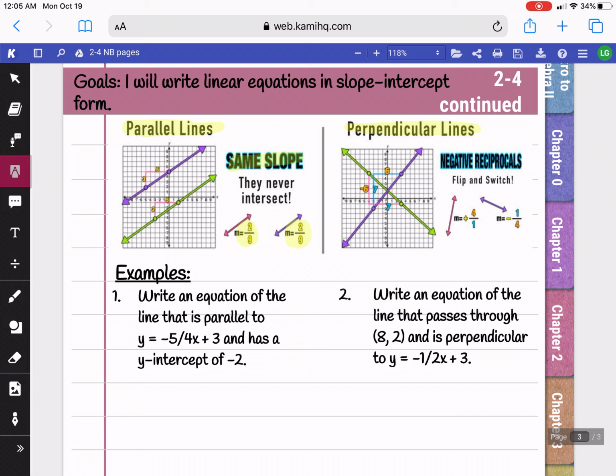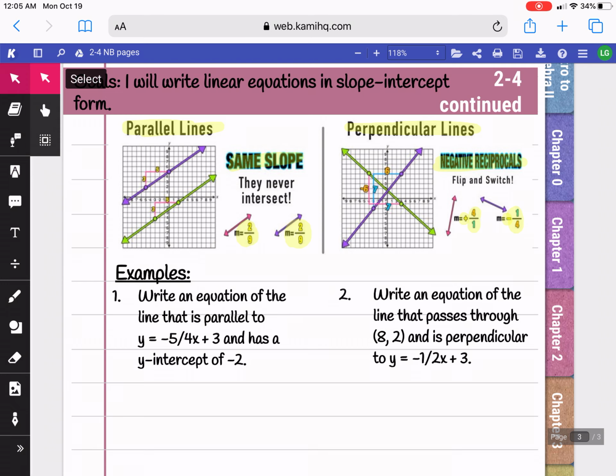Perpendicular lines have slopes that are opposite or negative reciprocals. In other words, you change the sign and you flip the fraction. So like here, if the slope is positive, we make it negative. If it's 4/1, you flip it to 1/4. So you change the sign and flip the fraction.